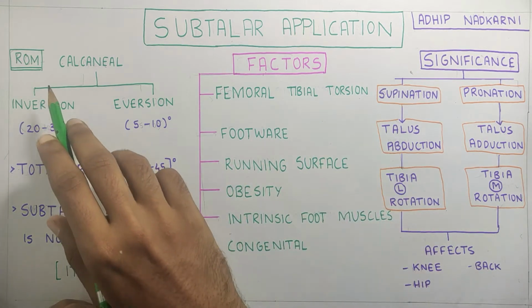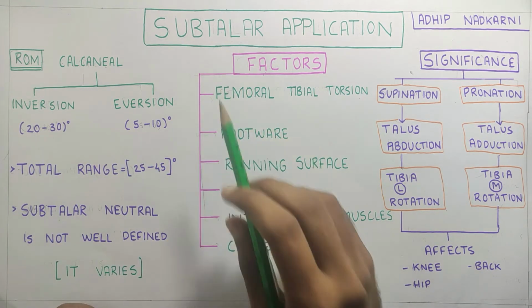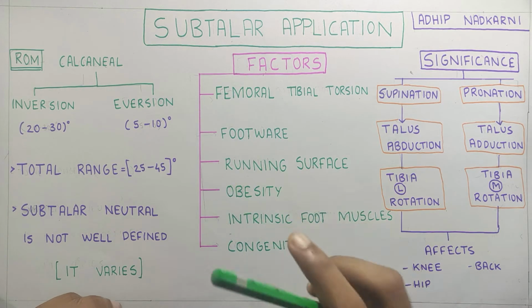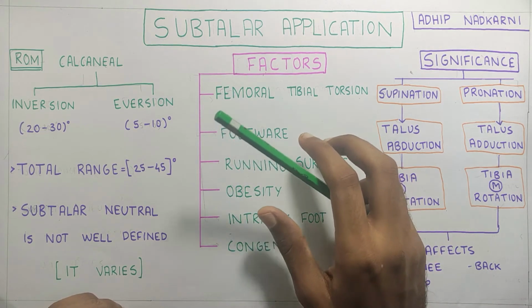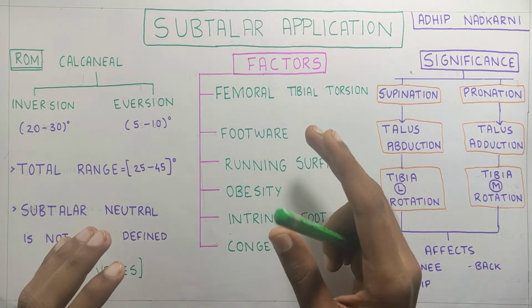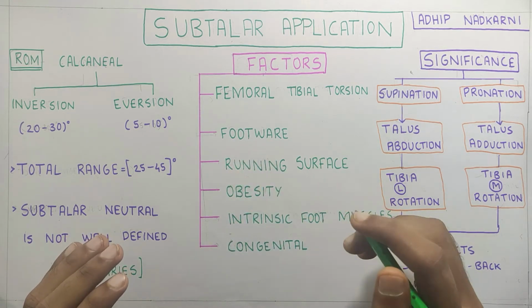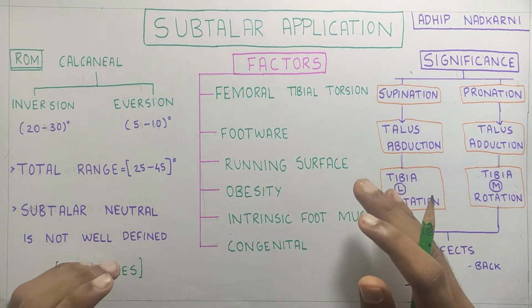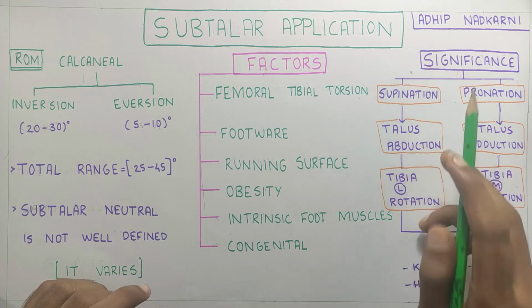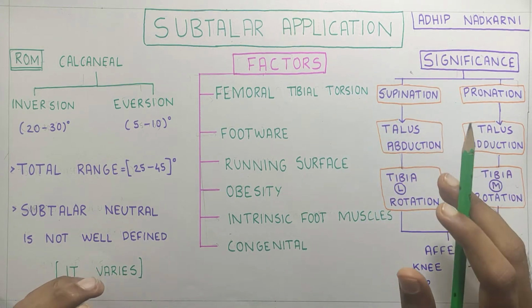We will cover the range of motion of the subtalar joint. Then we will see the factors that affect the range of motion, or that put the subtalar joint in pronation or supination during our normal daily activity. And then we will discuss the significance or application of this.